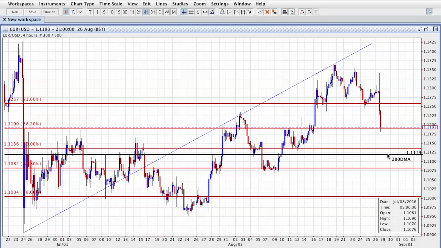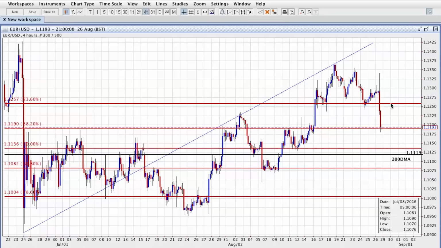And I've also identified, using a black line, the 200-day moving average on a daily basis, and that is sat at around 1.1119, and that will be a crucial indicator. Of course, once we're underneath the 200-day, then this will turn bearish. So that may be where we're headed at some point this week for the euro dollar.